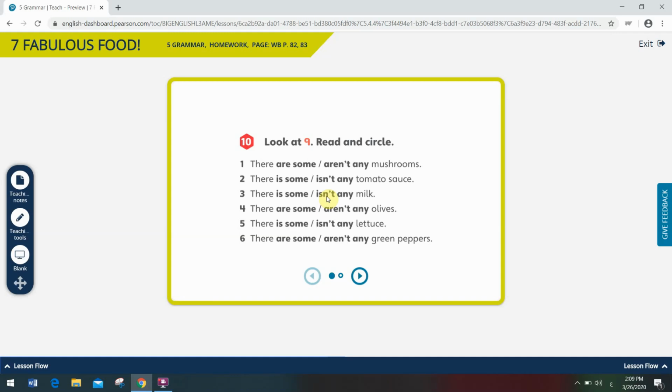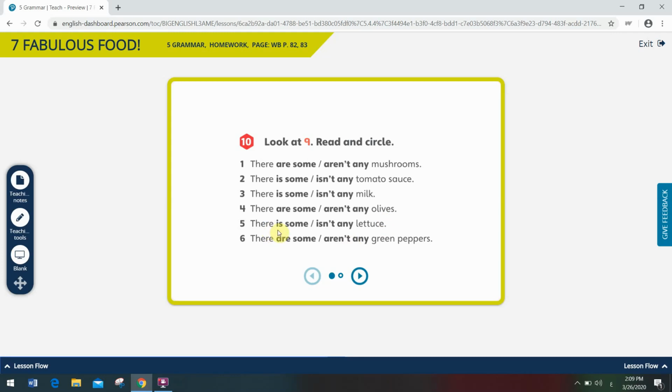لم يوجد هناك الحليب. Number 4, there are some or there aren't any olives. Olives كان موجود في عنا بالفور pictures olives? No. So there aren't any olives. لم يكن موجود عنا olives.